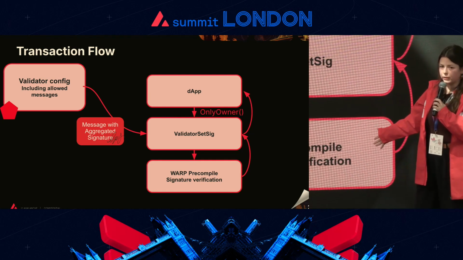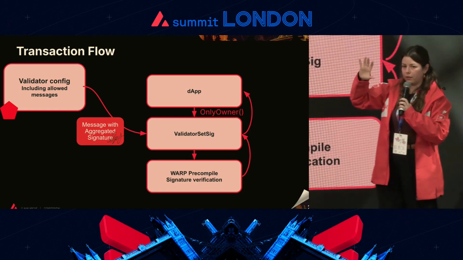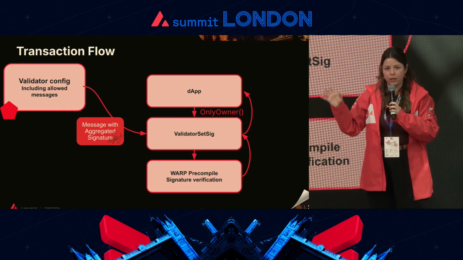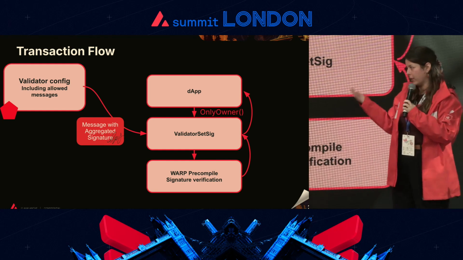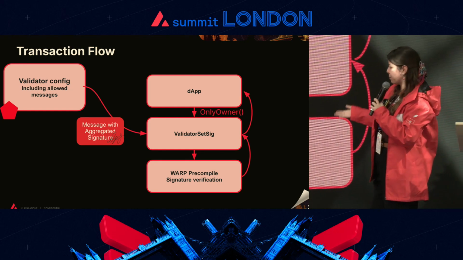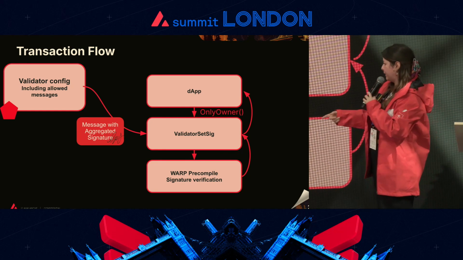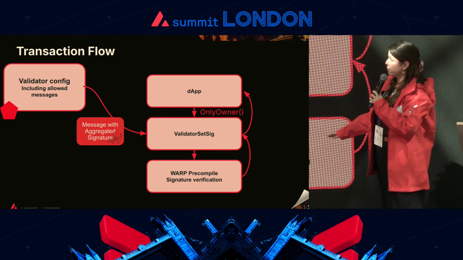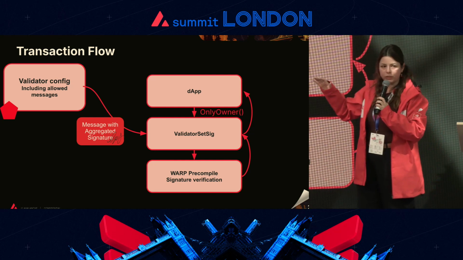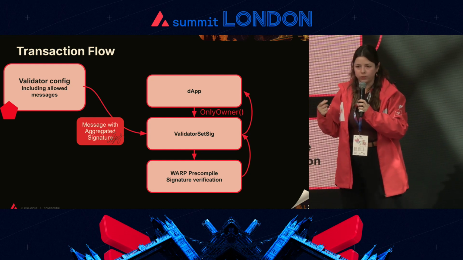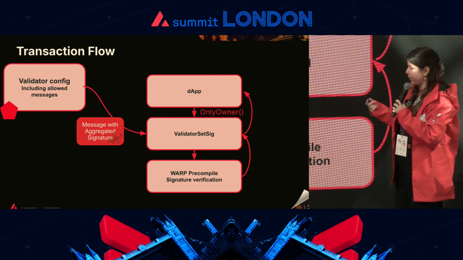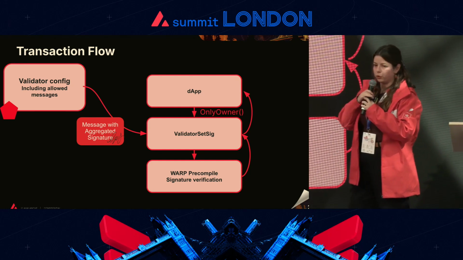The Warp precompile is going to read from the signatures that are on the P-Chain and will verify whether the message is actually being signed properly. If that is the case, then the Warp precompile will return, yeah, this is a valid message. It was signed by the threshold that we set in the configuration of our nodes, and it will be able to trigger that action.